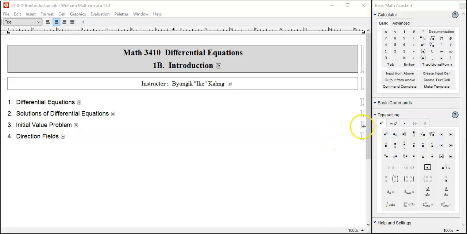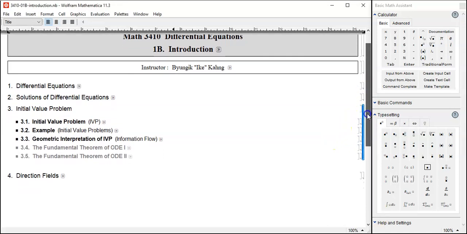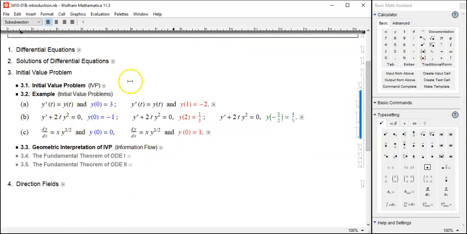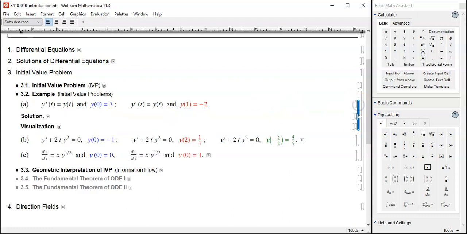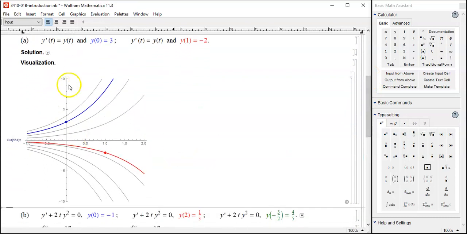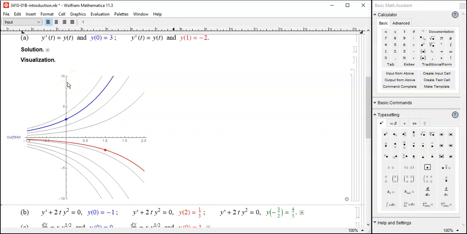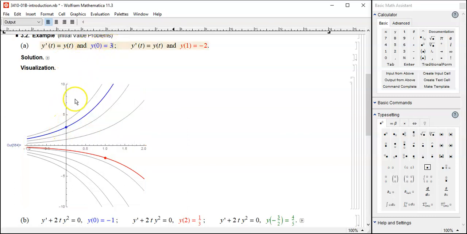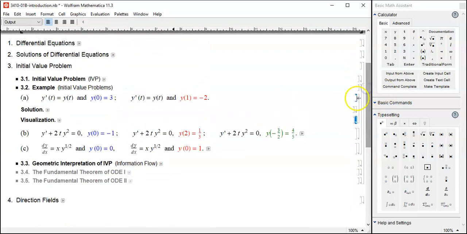Now let's go back to the initial value problems, and we talked about these examples. First example, rather standard. And here's the visualization. We have general solutions visualized in gray curves, those graphs. And then depending upon what initial condition we have, blue condition (0, 3), red condition (1, -2), they determine a specific graph. Those are solutions of the initial value problems.